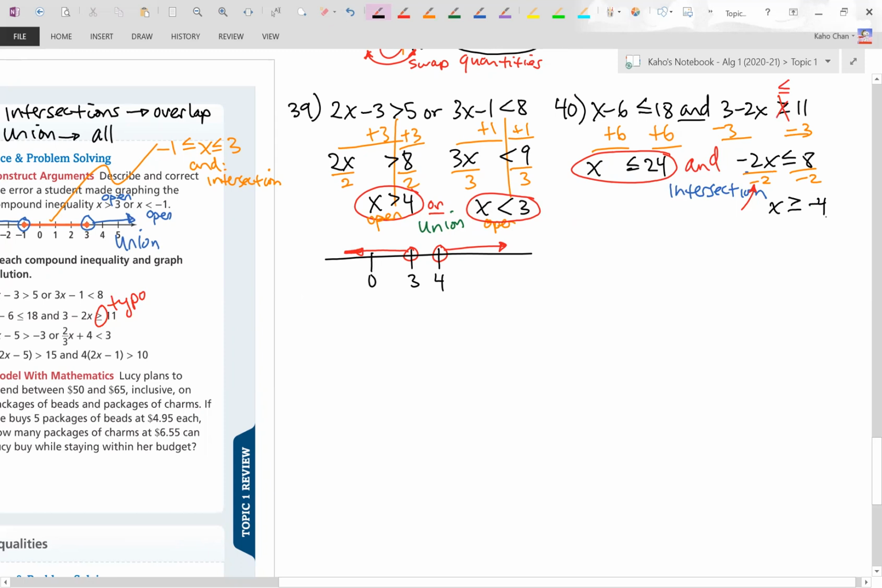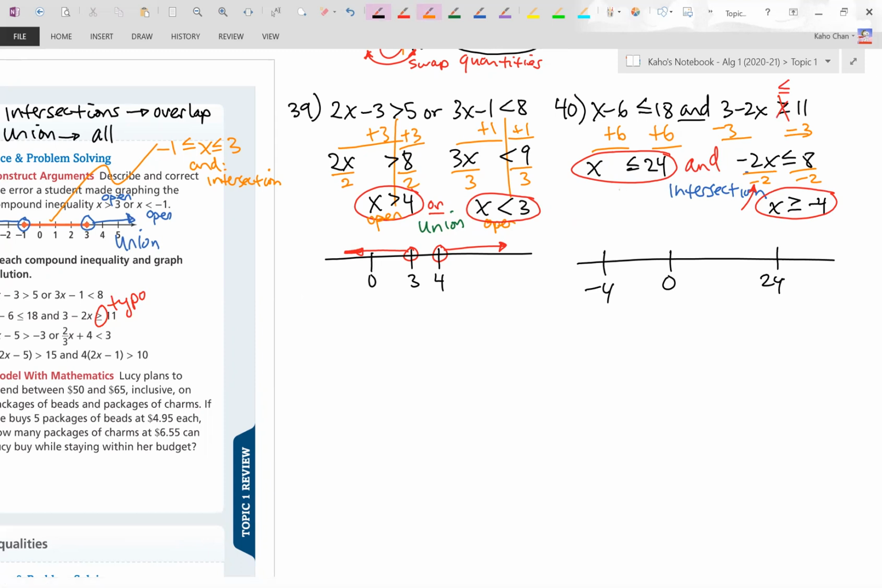There it is. Positive 8 divided by -2 is -4. We now have an intersection of those two rays. 24 is kind of crazy there. All right. Not drawn to scale. These are both closed endpoints. At -4, it's greater than or equal to -4, so it's a closed circle. And it's going to go to the right.